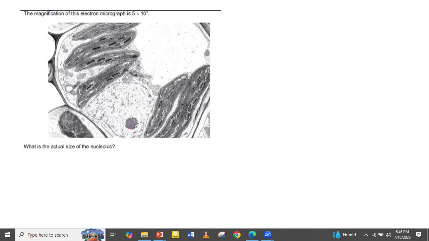But assuming I'm measuring from here to here, and I'm having my image. Remember, whenever you get a ruler and you place it and you get that measurement, that is image. Don't forget that. That is always image. So assuming my image size is maybe 1 centimeter. My image size is 1 centimeter. So I have magnification, which is 5,000. 5 times 10 power 3 is 5,000.